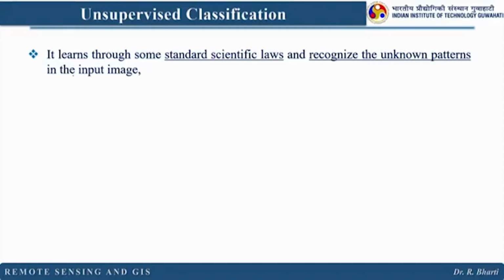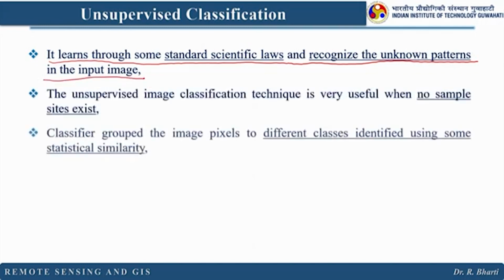So it learns through some standard scientific laws and recognizes the unknown patterns in the input image. I think you have understood this point. Now the next point is the unsupervised image classification technique is very useful when no sample site exists. That means from the field you don't have any information about different classes and their location. So if that is the case, it is better to go for the unsupervised classification.